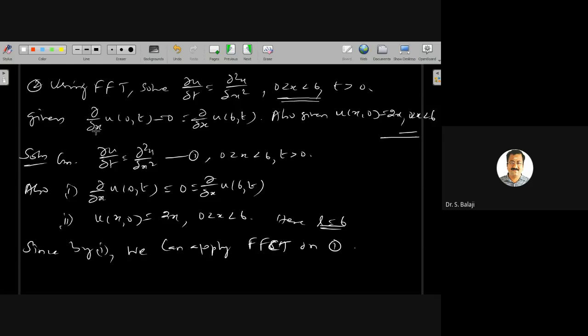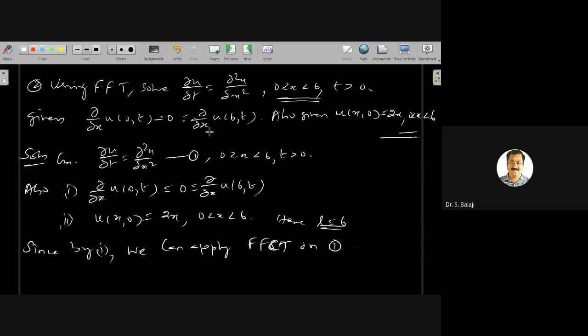Given dou by dou x of u of 0 comma t equal to 0, equal to dou by dou x of u of 6 comma t. Also given u of x comma 0 equal to 2x, 0 less than x less than 6.